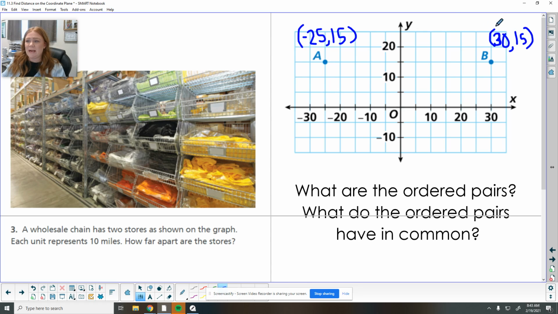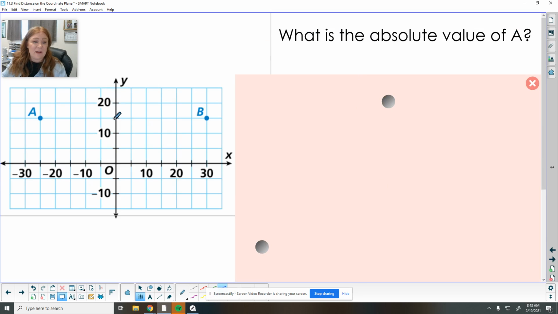So what do the ordered pairs have in common? They both have 15, so that means they're on the same y-axis. So we're going across following our x. We need to look at our x to see what is different here. So the absolute value of A, to get from 0 to A, takes 25 units. So negative 25 equals 25 units. The absolute value is just talking about the distance to get from here to here.